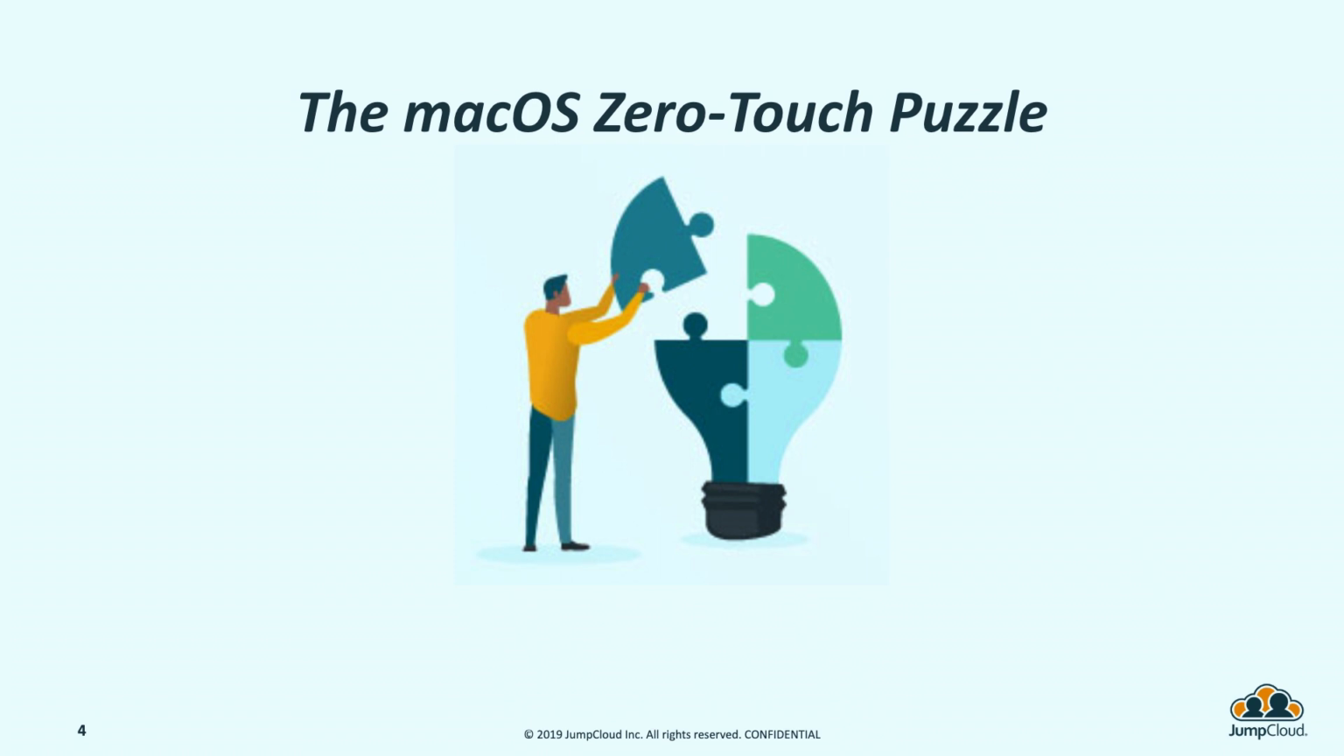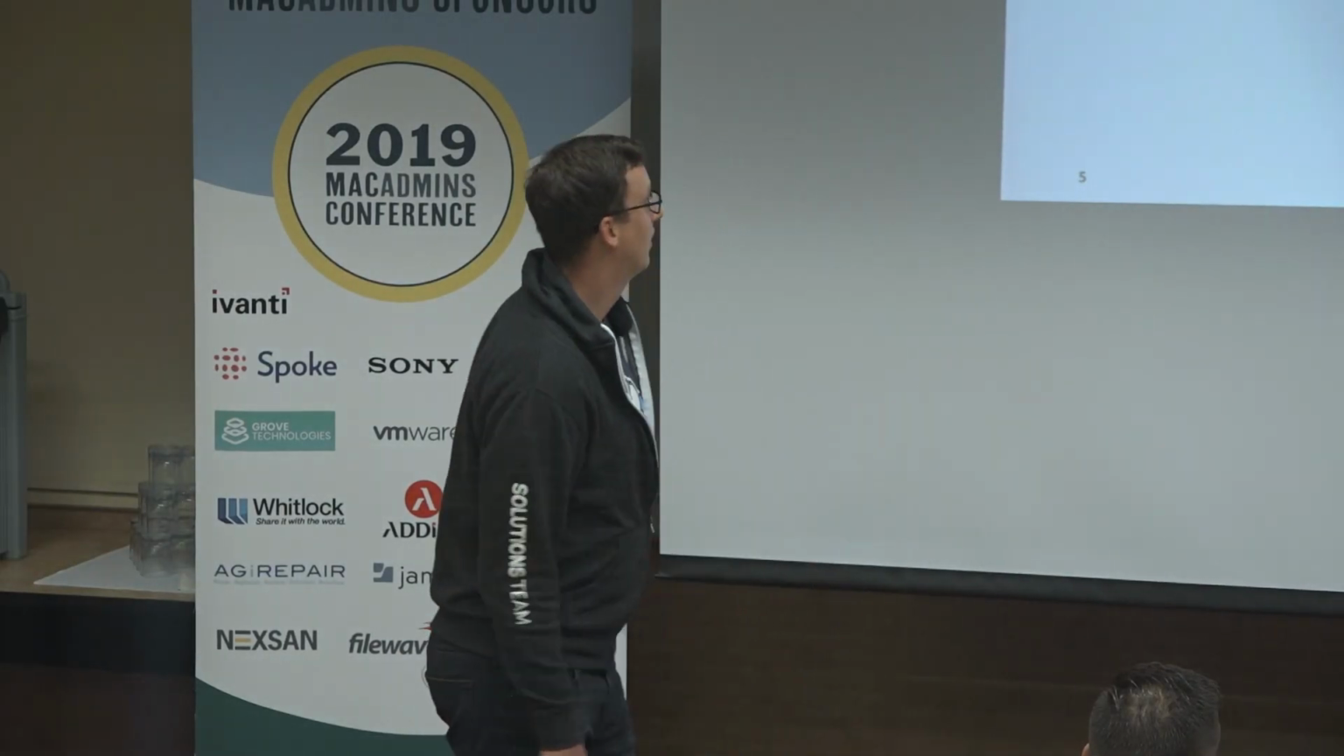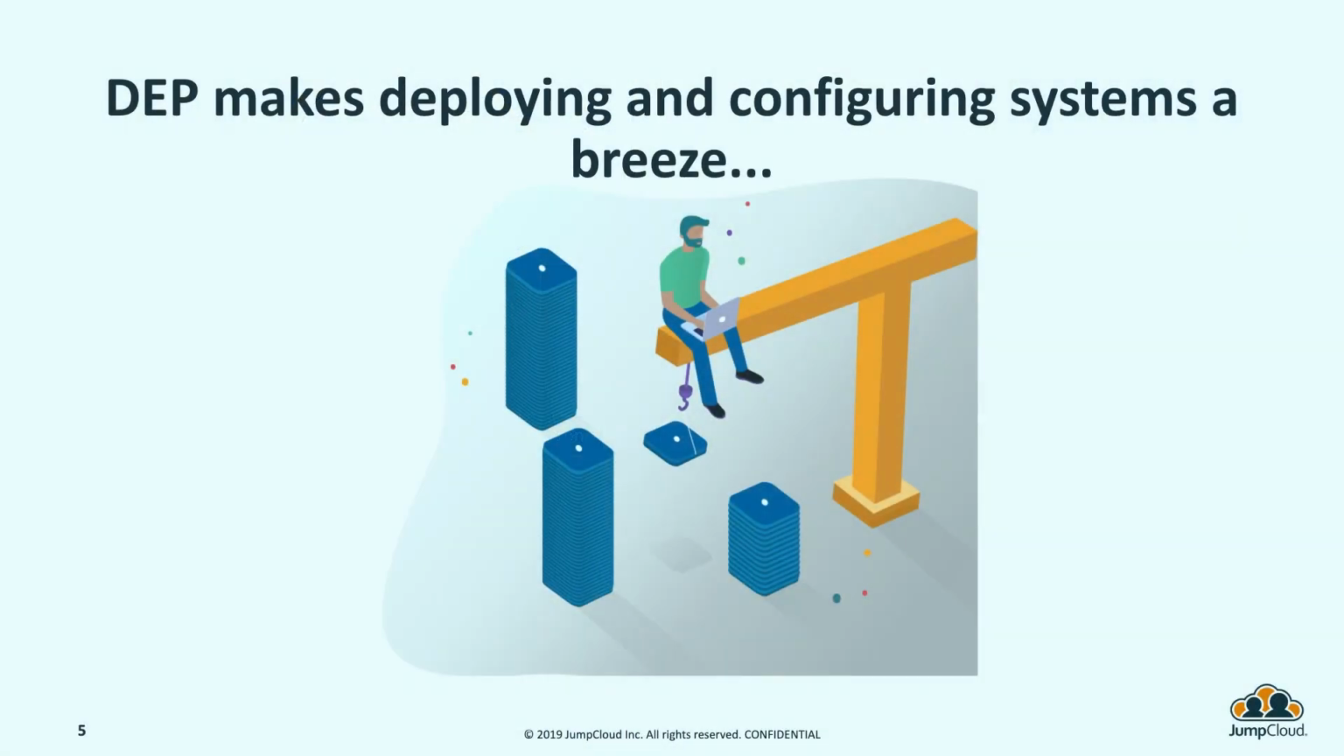So the Mac zero-touch puzzle, right? We all want to be able to onboard users and systems and take our hands off and let it happen. So DEP makes deploying systems a breeze. It's very easy to enroll machines into MDM, have them come through, get profiles and policies applied.